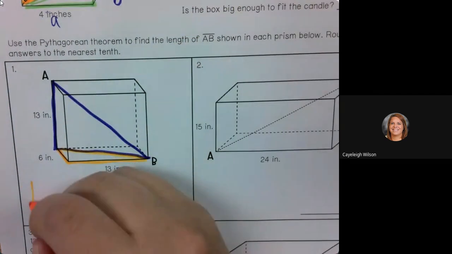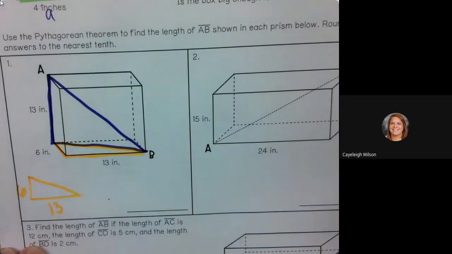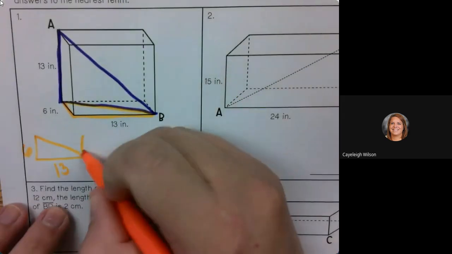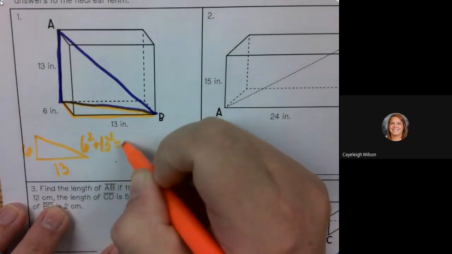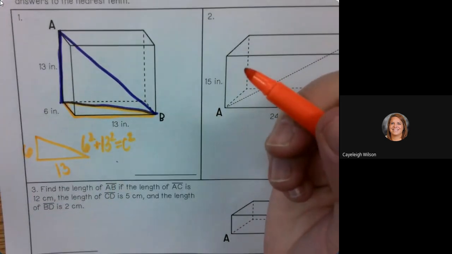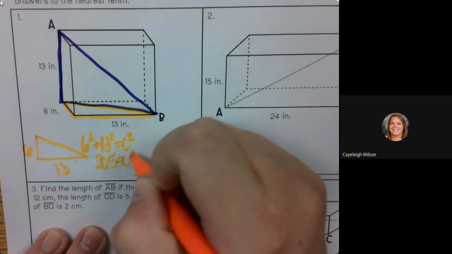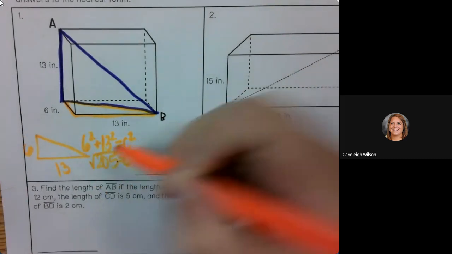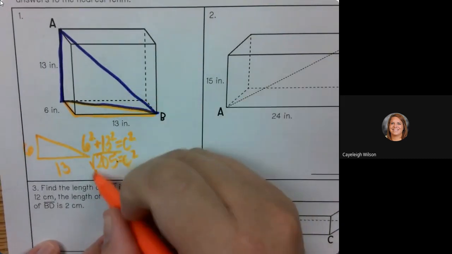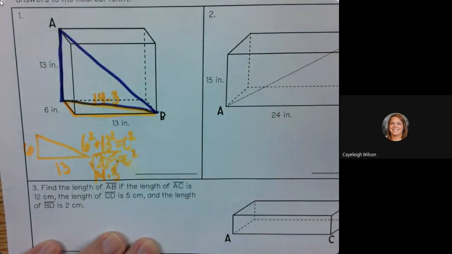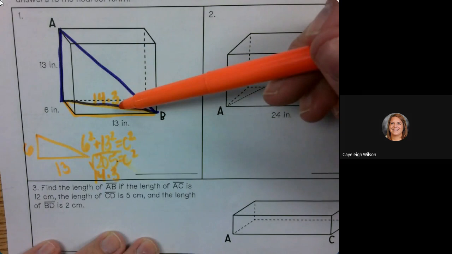So this bottom triangle, some people like to draw it out. This orange one is 13 and 6. I'm going to use the Pythagorean theorem to find this C here. So that'll be 6 squared plus 13 squared equals C squared. That's 36 plus 169, so that's 205. Then I'll square root that. Remember, we're going to round to 1 decimal place here, so this right here is 14.3. That gives me the bottom of that triangle.